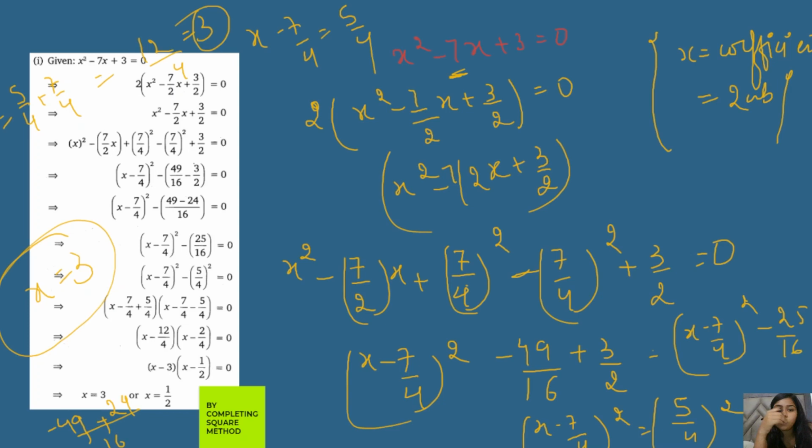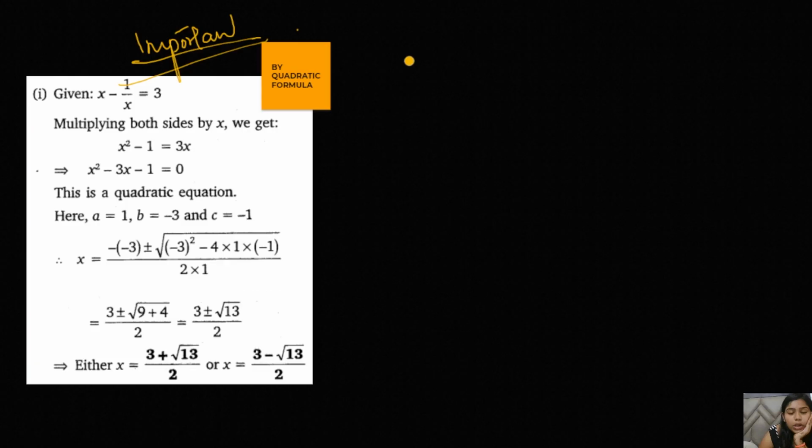Let's move ahead with our main and very important one, that is your quadratic formula, right? So what is the quadratic formula? The formula is x equals minus b, oh I'm sorry, x equals minus b plus minus root over b square minus 4ac divided by 2a. This is the whole quadratic formula. Very easy one. You will be easily able to remember this formula.